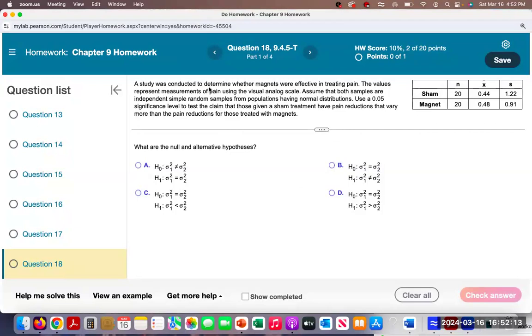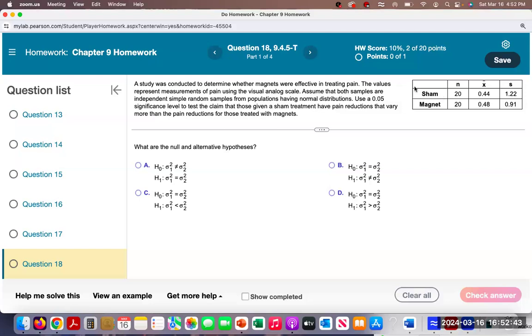A study was conducted to determine whether magnets were effective in treating pain. The values represent measurements of pain using the visual analog scale. Assume that both samples are independent, simple random samples from populations having normal distributions. Use a 0.05 significance level to test the claim that those given a sham treatment have pain reductions that vary more than the pain reductions for those treated with magnets.